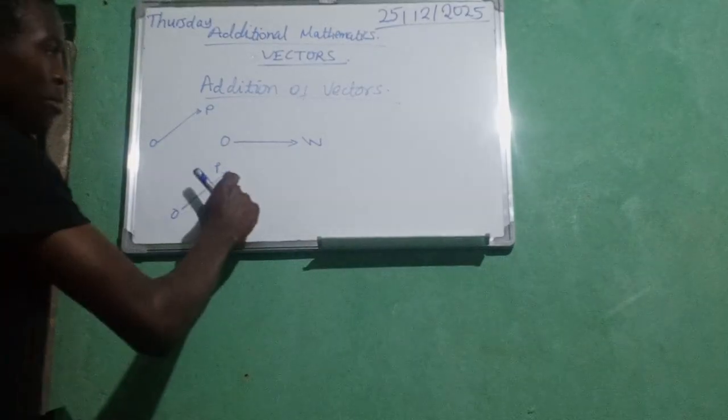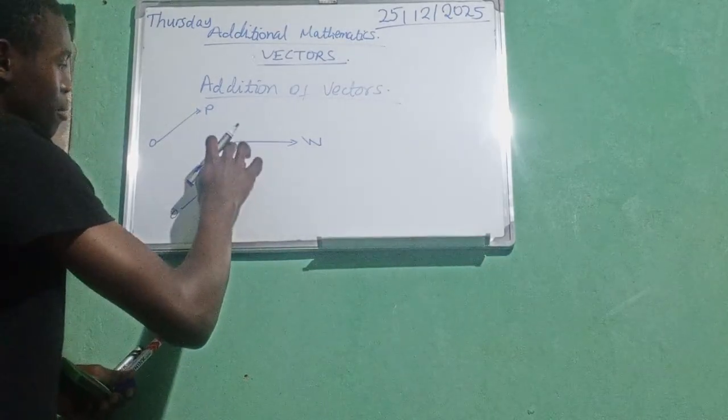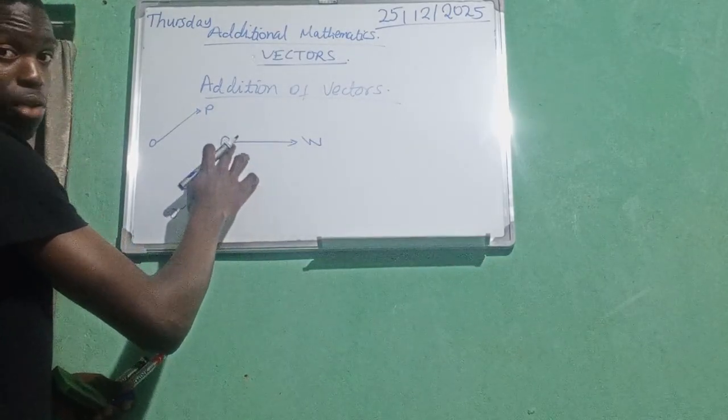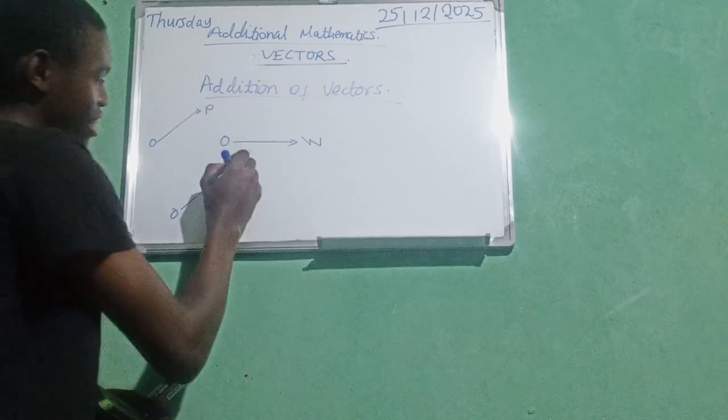OP is like that, and then OW. So this is the tip, this is the tail of OW. We put this tail on this tip or head of OP, like that.